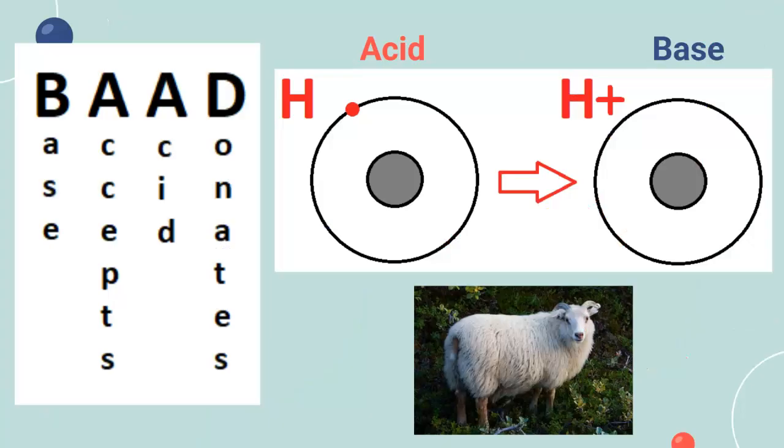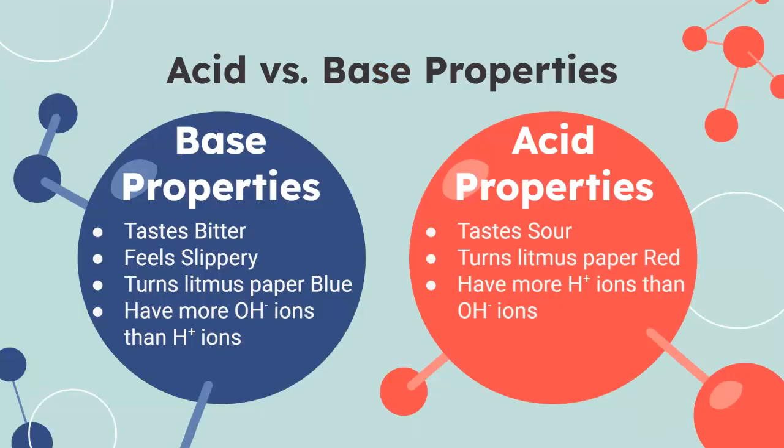BAD or BAAD is an acronym that helps you identify if a compound is an acid or a base. It stands for bases accept protons, acids donate protons. As for their properties, bases are going to taste bitter, feel slippery, they turn litmus paper blue, and they have more OH ions than H ions. Acids are going to taste sour, they turn litmus paper red, and they have more H ions than OH ions.